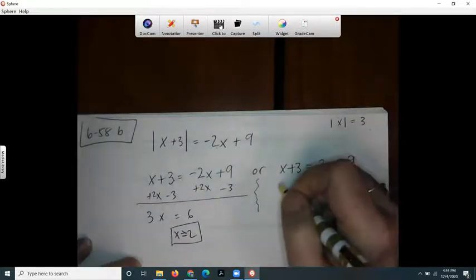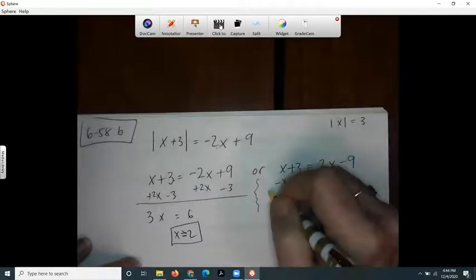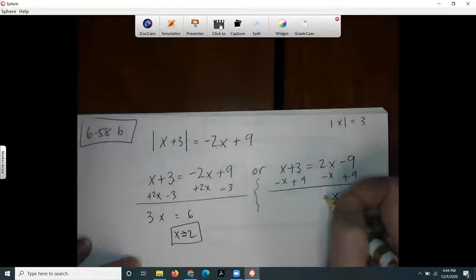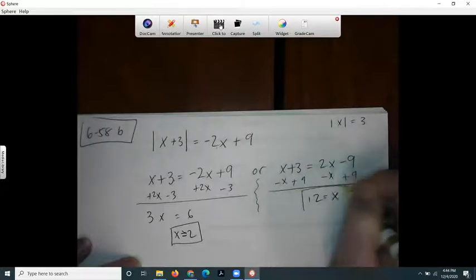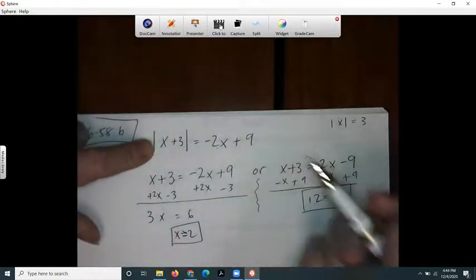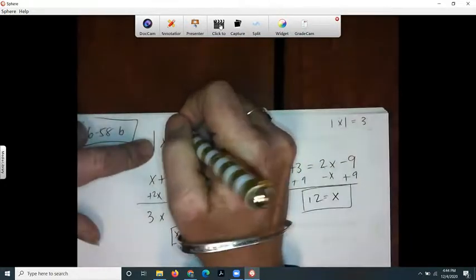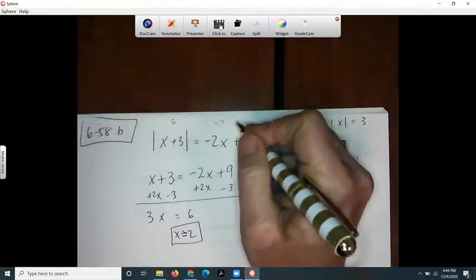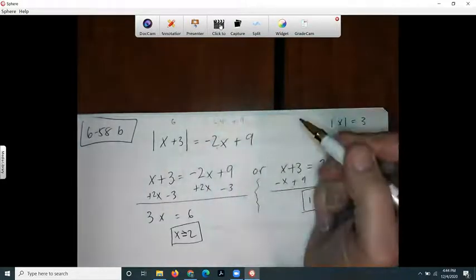And then x equals 12. And I want to see if they both work. So 2 plus 3 is 6. And then negative 2 times 2, that's negative 4 plus 9. That's also 6. So this one checked out.